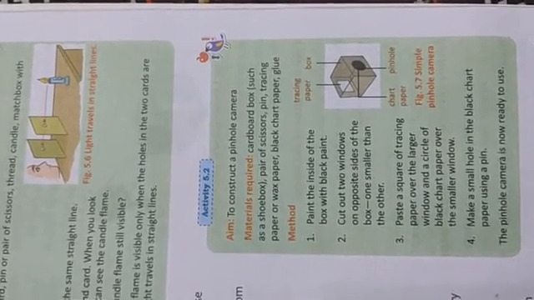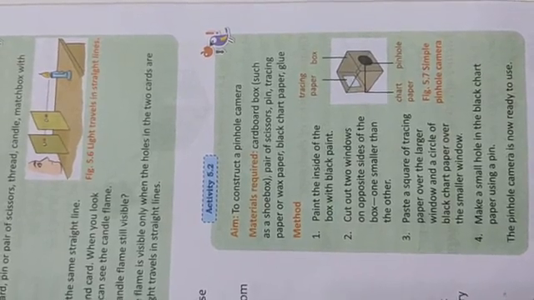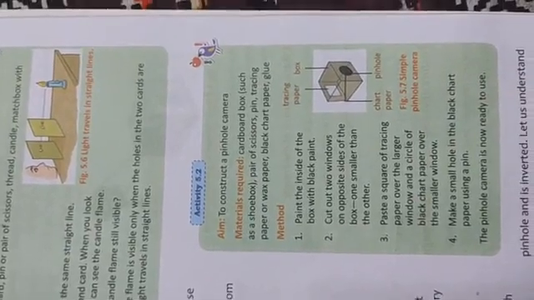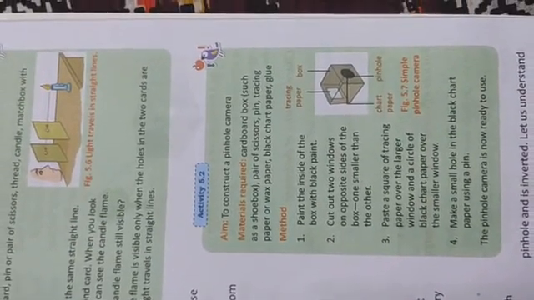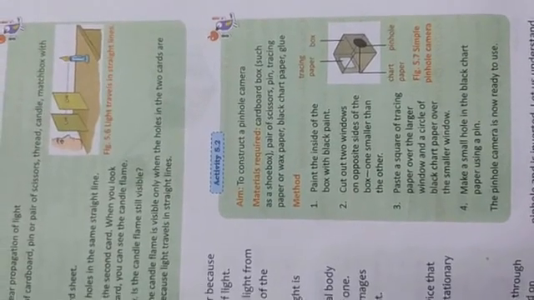Paste a square of tracing paper over the larger window and a circle of black chart paper over the small window. Make a small hole in the black chart paper using a pin. Then the pinhole camera is now ready to use. So now the question arises, how does the pinhole camera work?